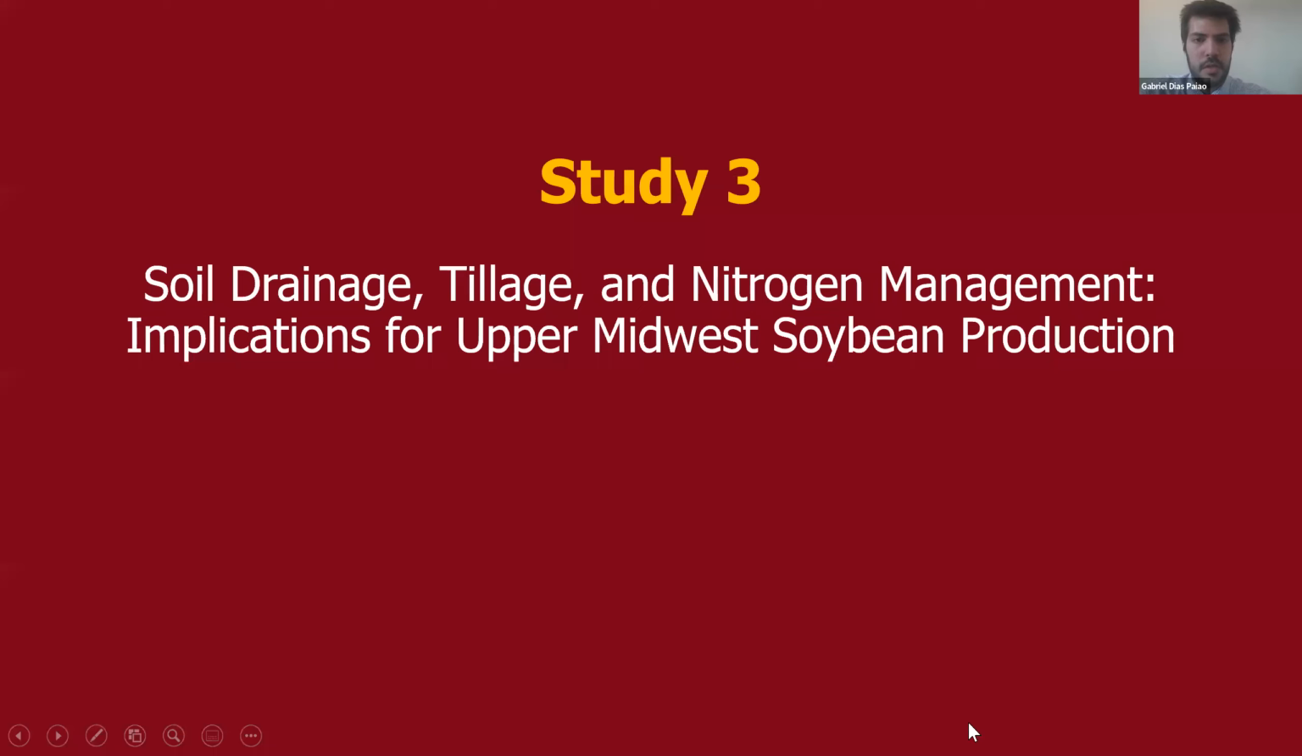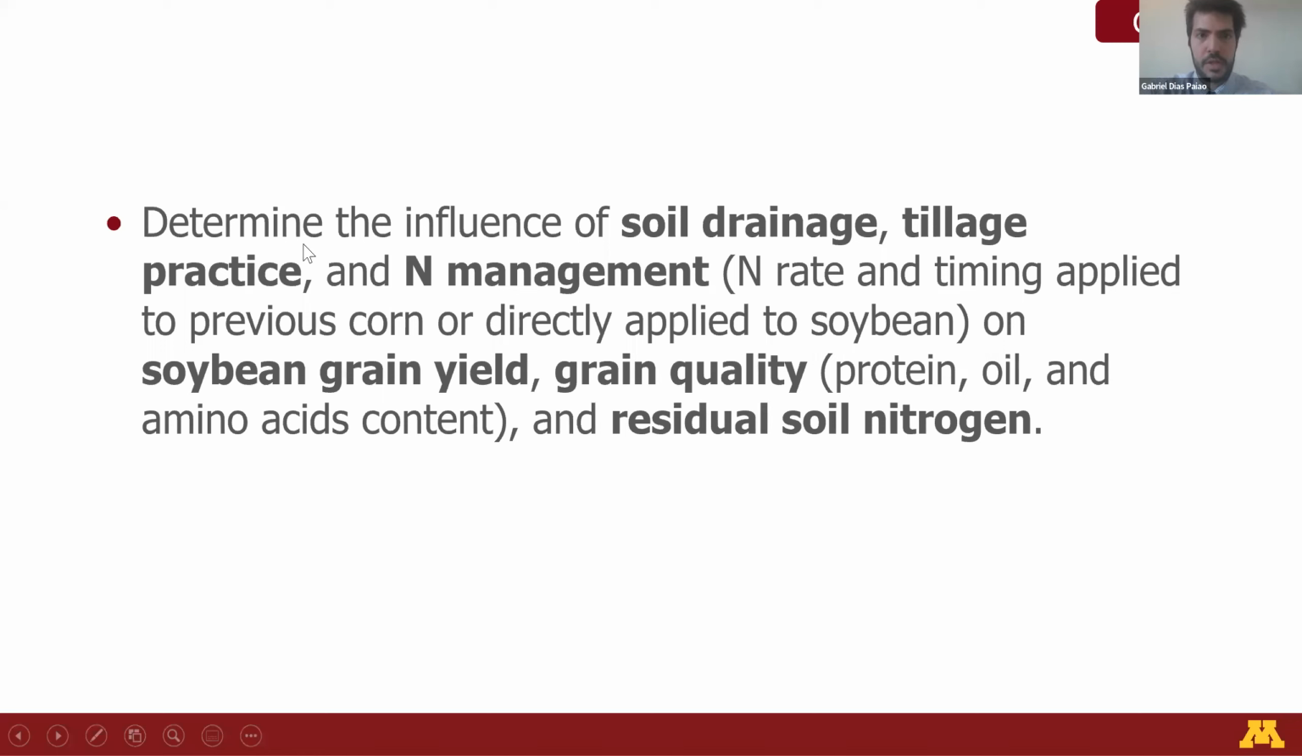And now moving on to the third chapter. So here we are looking at the effects on soybean production: soil drainage, tillage practice, and nitrogen management. Implications for upper Midwest soybean production. The objectives were to determine the influence of soil drainage, tillage practice, and nitrogen management. So here we are looking at nitrogen rates and timing applied to the corn grown in rotation the previous year, or nitrogen applied directly to soybeans on soybean grain yield, grain quality, and residual soil nitrogen.